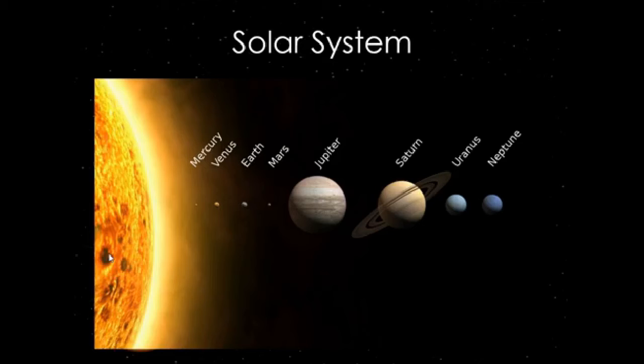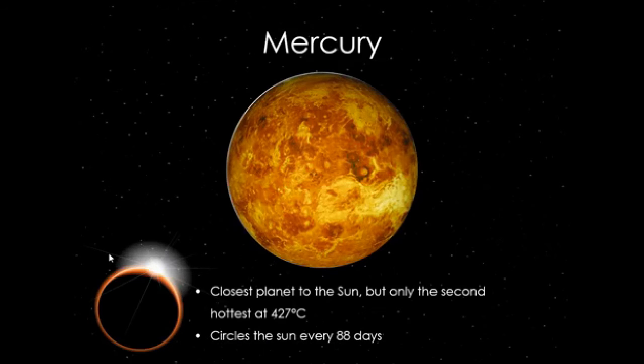So we're going to go through each planet. We're going to talk about some different facts and some interesting things about each planet, and then we're going to use the information to start our diagram. So we'll start off with our very first planet, the closest planet to the sun, and that is Mercury.